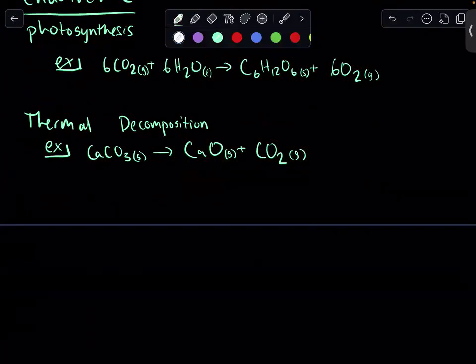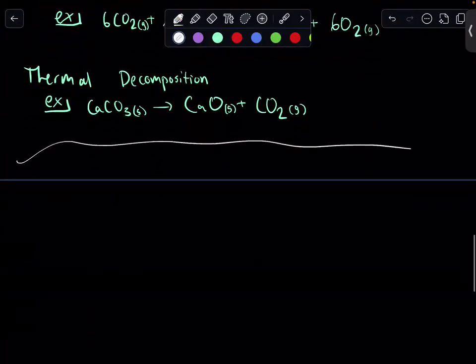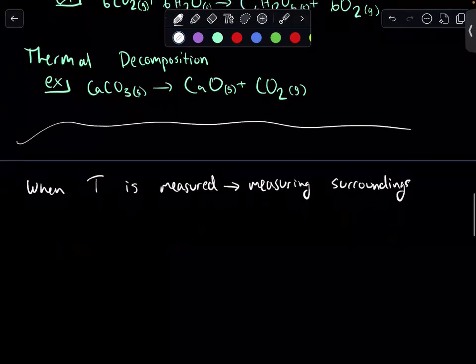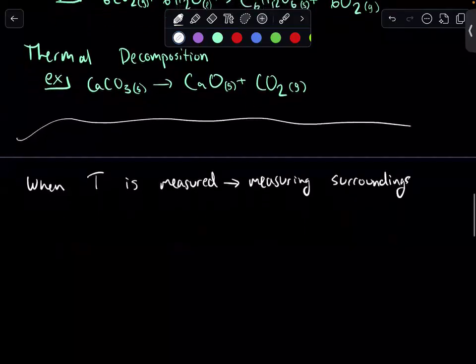So what happens to temperature during this? We already said there's a general statement, but why does it happen? When temperature is measured, the key is we're measuring surroundings. When you think about putting your thermometer in a solution, the thermometer itself is a surrounding, even if it's in a chemical reaction that's happening.